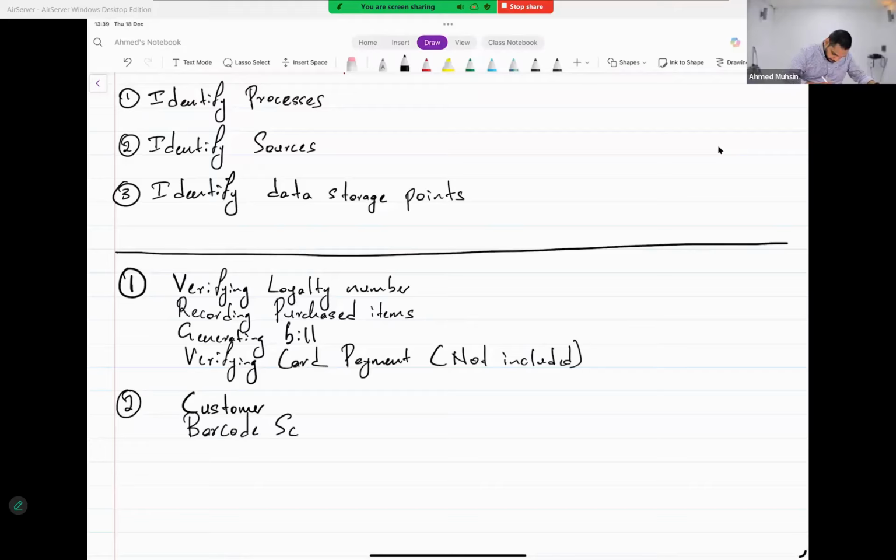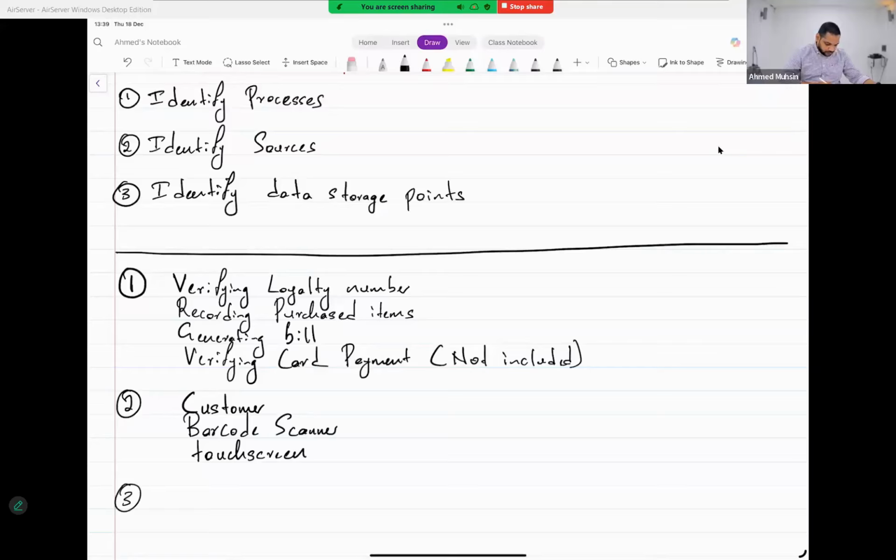Anything else? Customer, barcode scanner, anything else? Monitor, for which? Loyalty points, no? Touch screen. Very nice. I cannot think of any other data sources. If anything comes up, I'll let you all know.